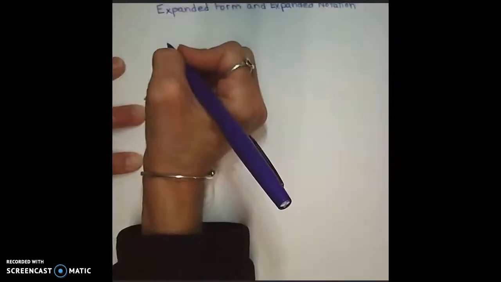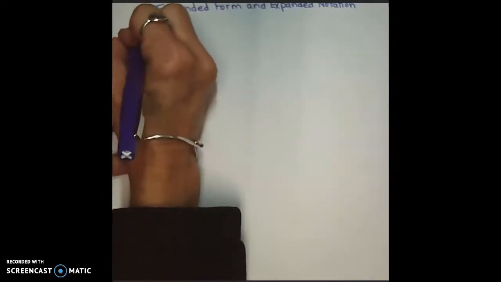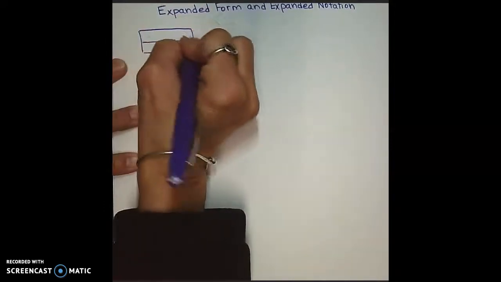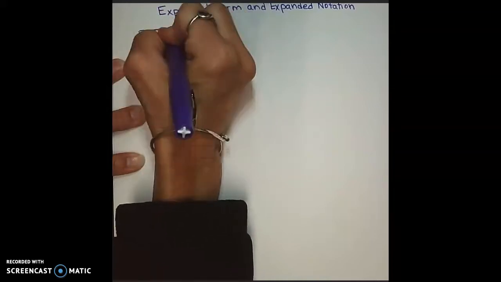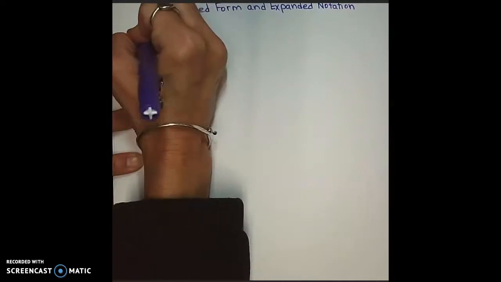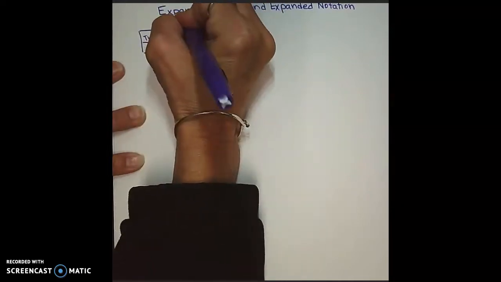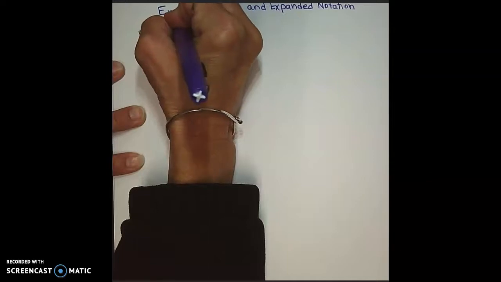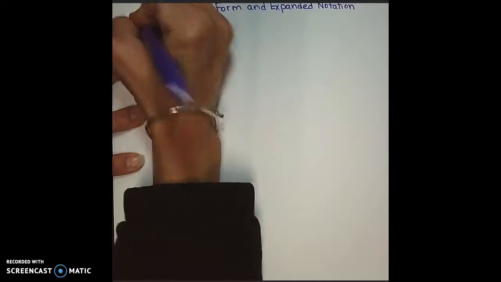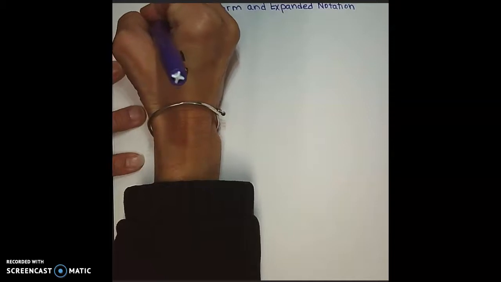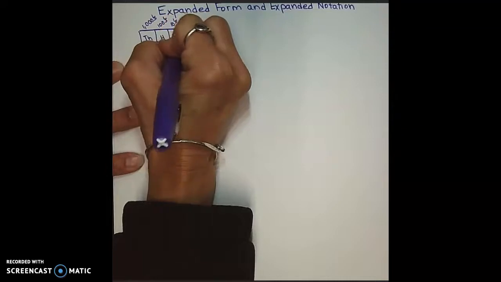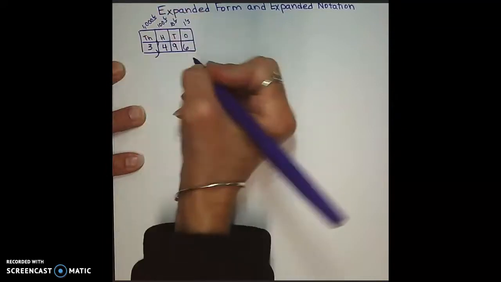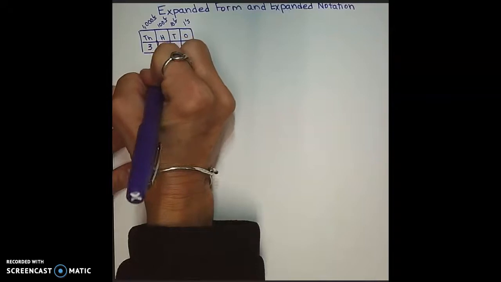I'm going to go ahead and draw my place value chart. So I have my ones, my tens, my hundreds, and my thousands. I put the values ones, tens, hundreds, thousands, and then I put my number, 3,496.